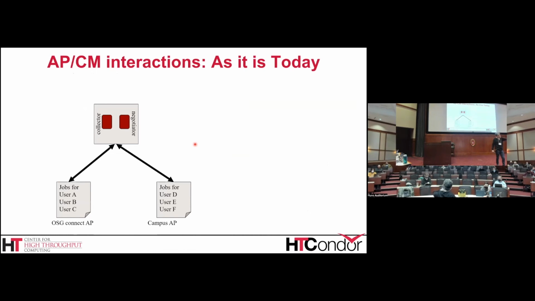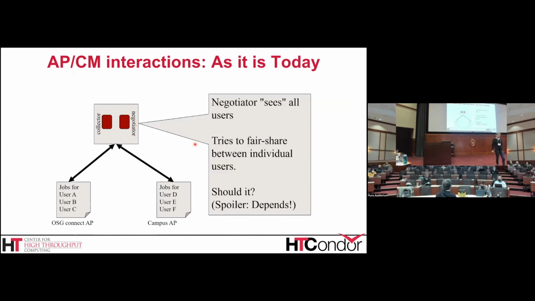So let's talk a minute about how the access point and the central manager interact. As it is today, the negotiator sees all the users, okay? So you have an access point that has jobs for user ABC, another access point with jobs for user DEF, and the negotiator sees all of it and tries to do a fair share between all the individual users. And the question on the table is, should the central manager, in this case, see all the users? And the answer, like every expert, is: it depends.